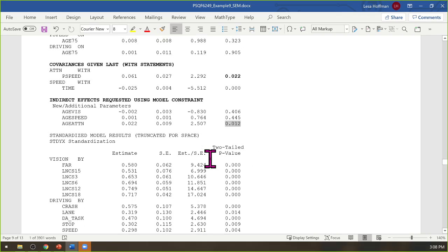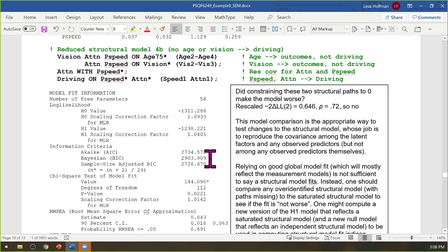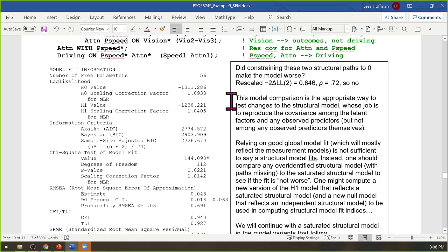So the model I ended up reporting had 2 paths removed that were non-significant in the previous structural model. The unique effects of age and vision on driving were non-significant, so I took them out and refit the model, and here's the fit, just to make the point that if you're interested in testing whether or not you can leave paths out, the appropriate baseline is the saturated model where you've got everything. So then you can see if leaving paths out is not worse. And so that's the one that ended up going into the paper.